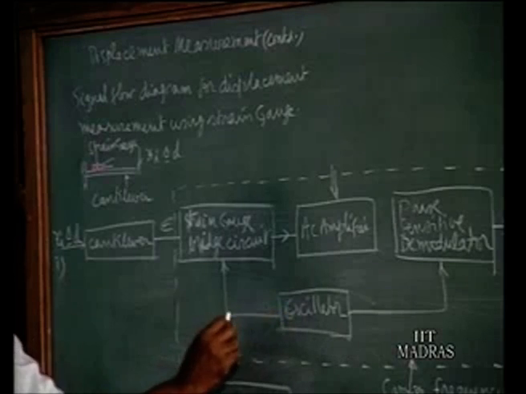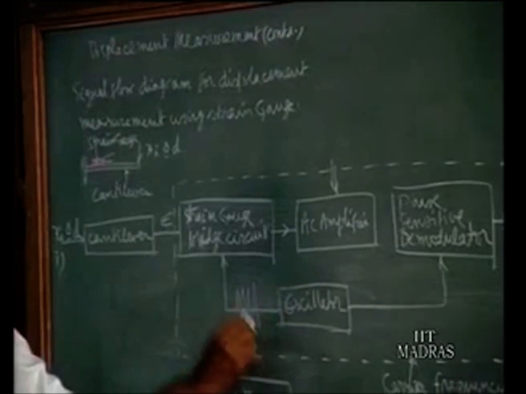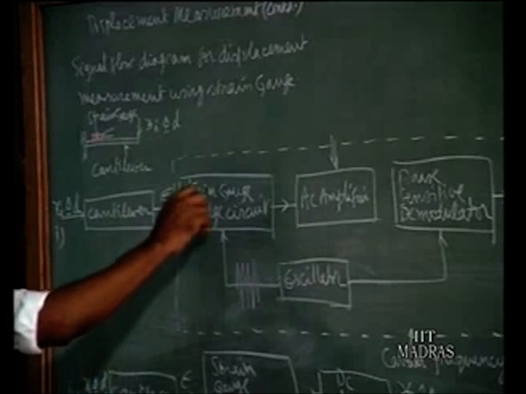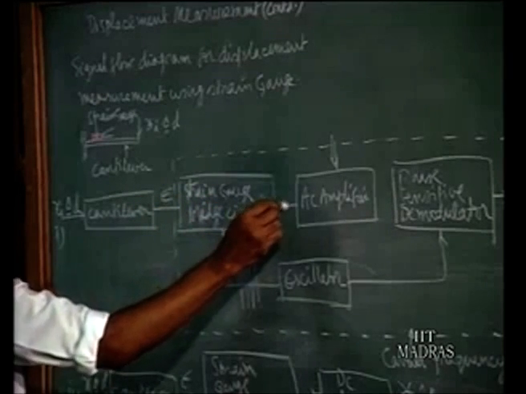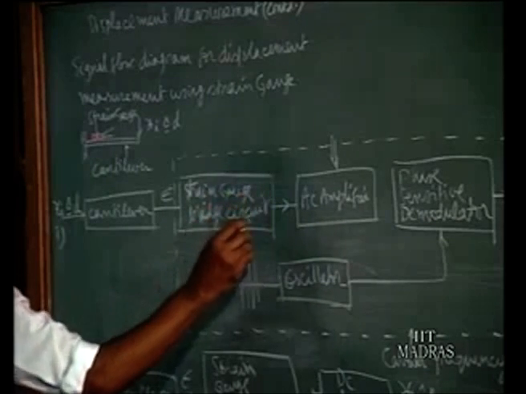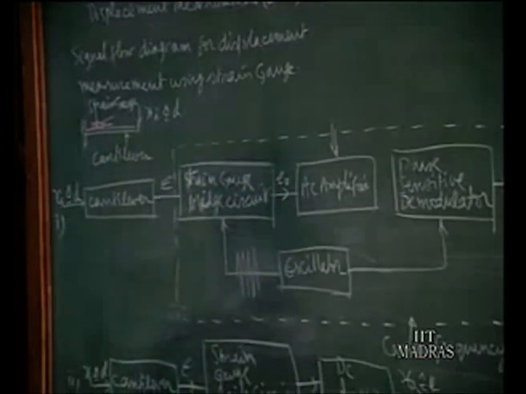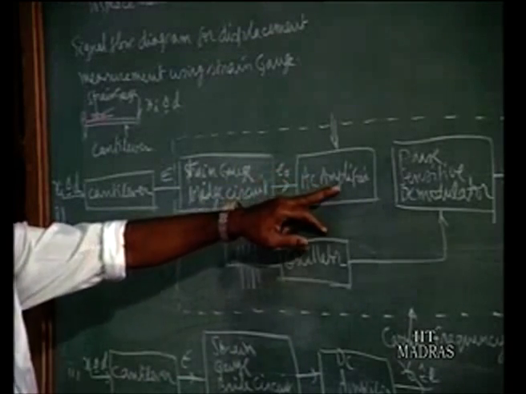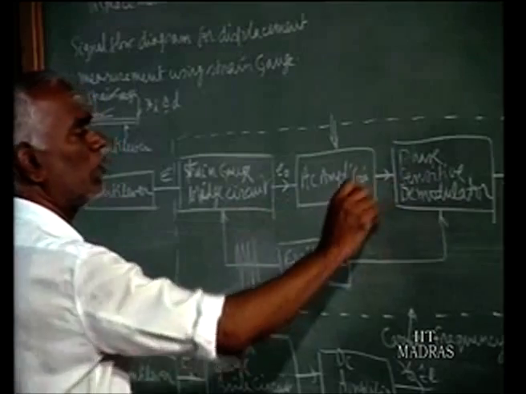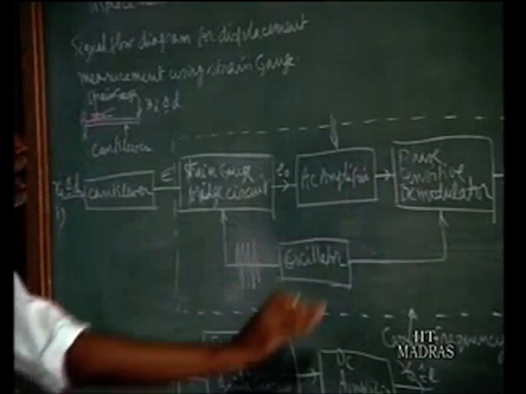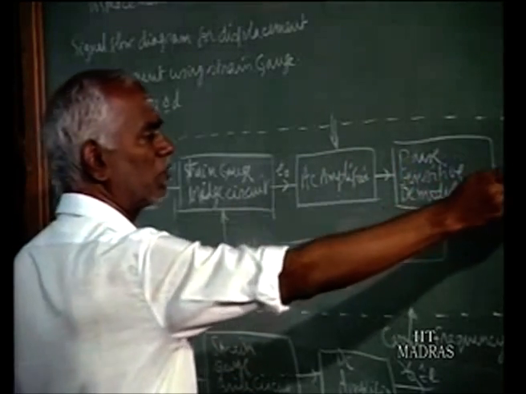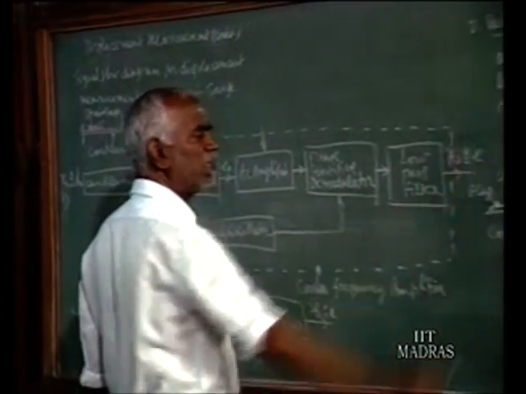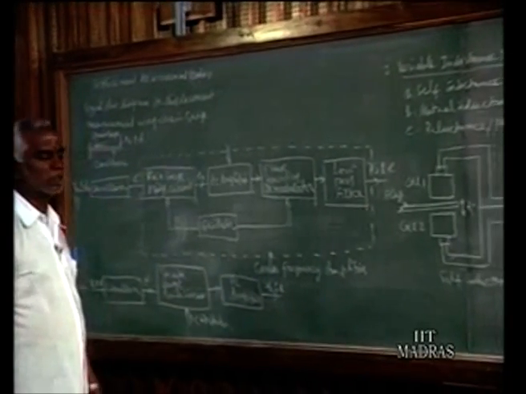You have an oscillator giving a high frequency carrier signal, and the strain is our input signal, with a corresponding resistance change. You will have the output voltage EO from the bridge, and that is being amplified. This is a modulated signal. The amplified one goes to the phase sensitive demodulator, and then through a low pass filter we get a voltage output. Now this voltage E is calibrated in terms of displacement.